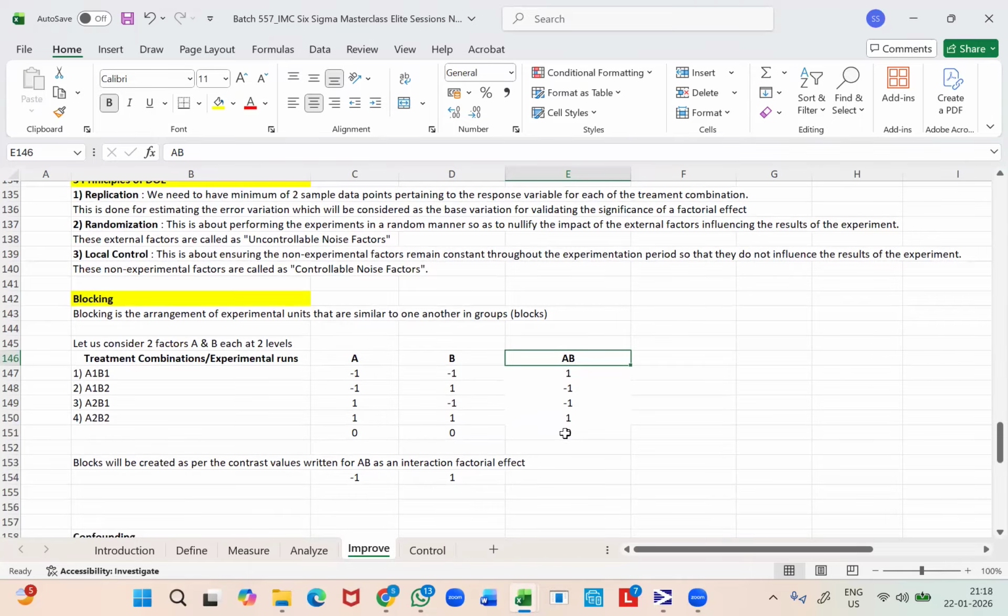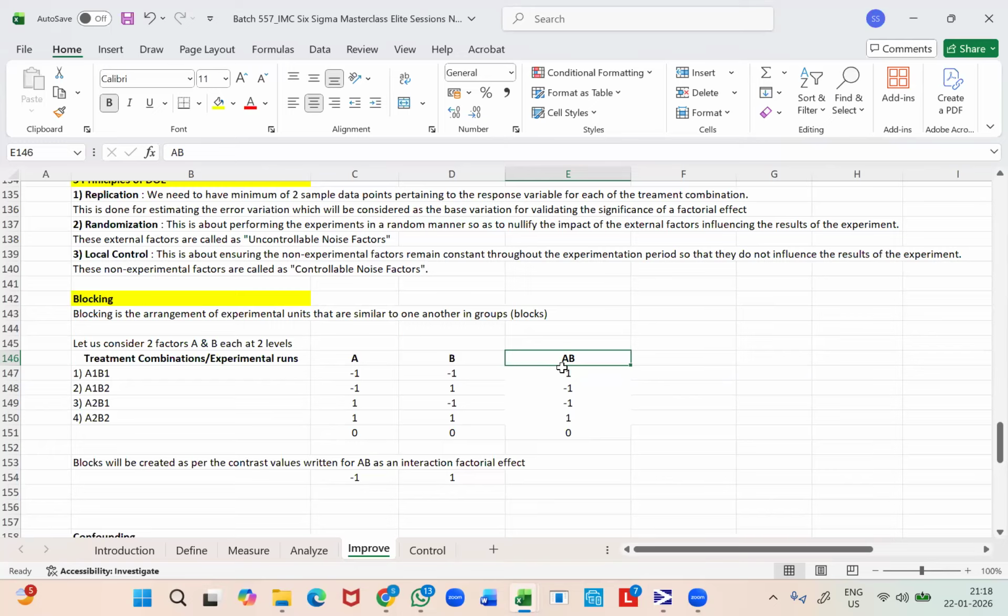Now, in order to create blocks, I'm going to consider AB as an interaction factorial effect. Whenever you are facing a constraint while performing the experiment, we will always give priority to validating the significance of the main factorial effect. That is very, very important for me. So I will give priority to validating the significance of the main factorial effects, and the interaction factorial effect validation will be sacrificed.